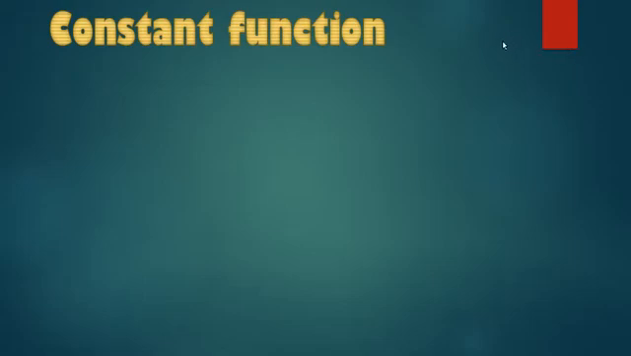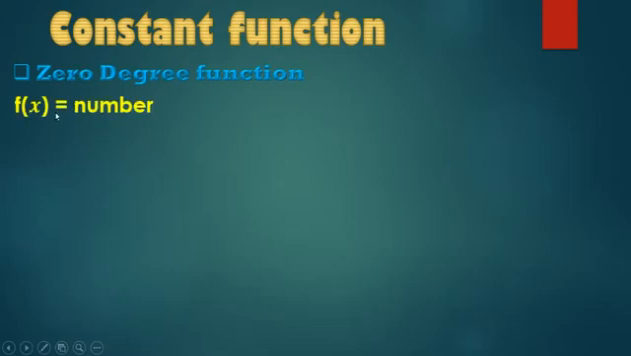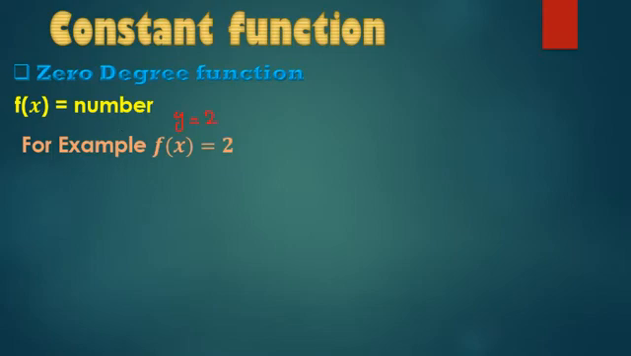Okay, this function has a form. First, this function is of zero degree, and it is in the form f of x equals a number. As we said before, f of x is y, so y is a constant number. This number doesn't change whatever the change of x. For example, here we have f of x equals 2, or y equals 2. That means y here doesn't change whatever the change of x, so we call it a constant function.